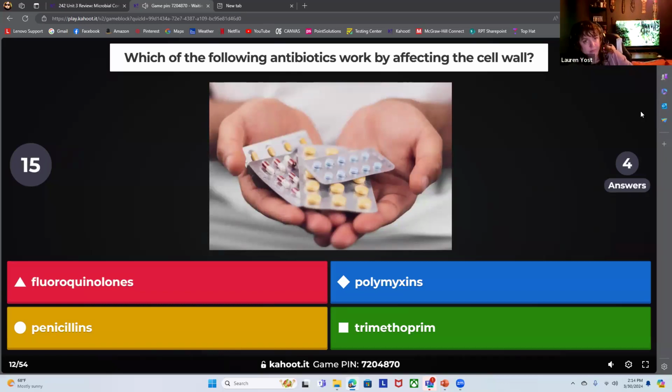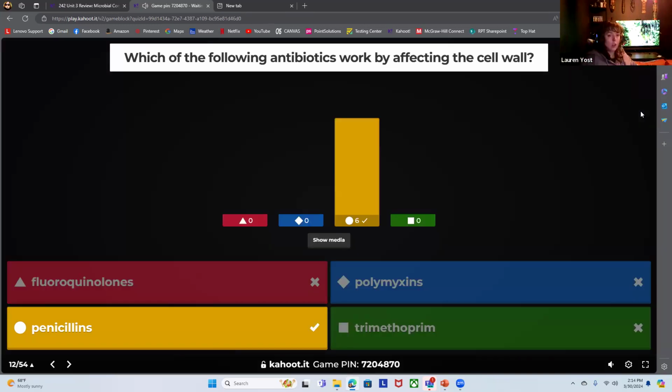Let's see. All right. So the penicillins, definitely. And I know that the other choices are going to come up in the next questions, but I'm going to review them anyways. It'll just be repetition as we go through the other ones. But fluoroquinolones, that's a group that falls within the nucleic acid synthesis inhibitors. So it stops DNA synthesis, for example.